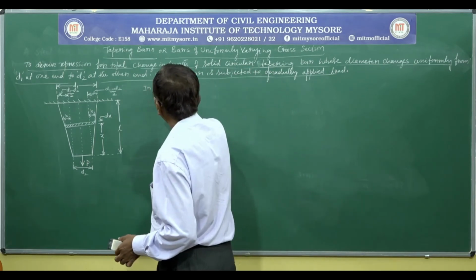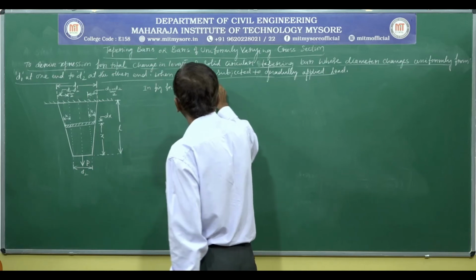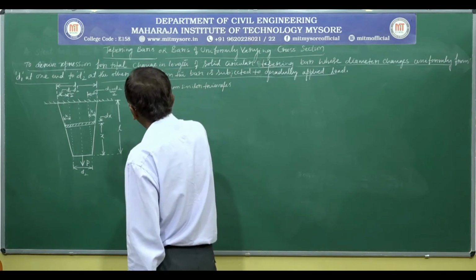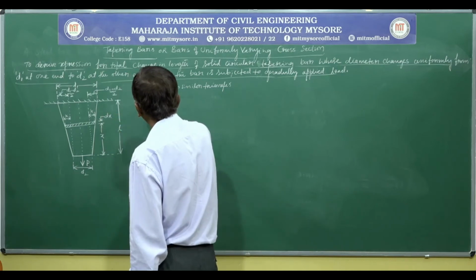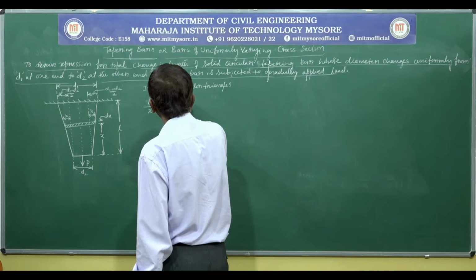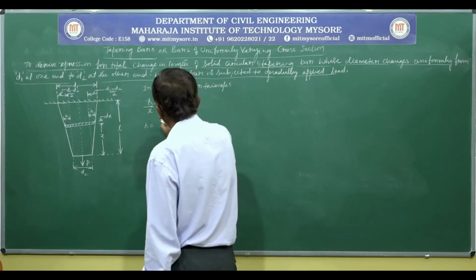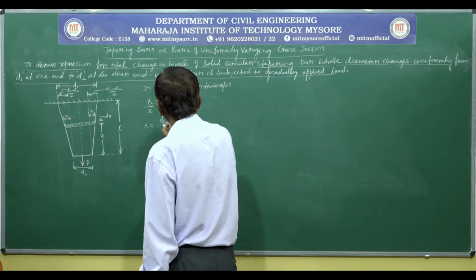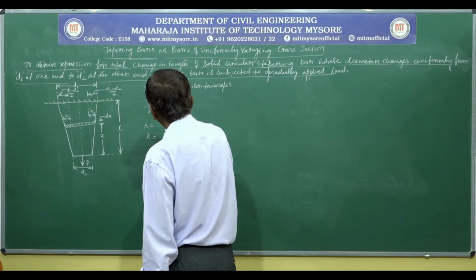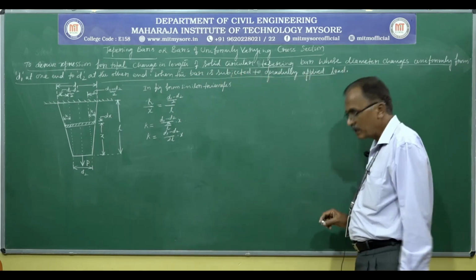In figure, from similar triangles, k by x from similar triangles again, k by x is equal to (d1 minus d2) by 2L by L. Therefore, k is equal to (d1 minus d2) by 2L into x. So this is a fractional diameter k.